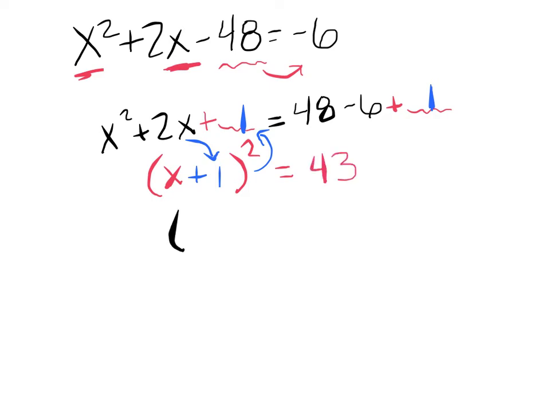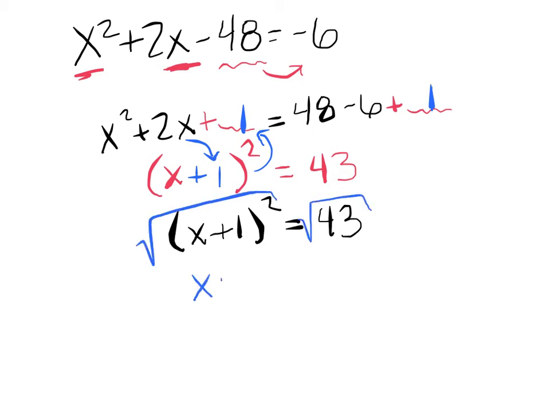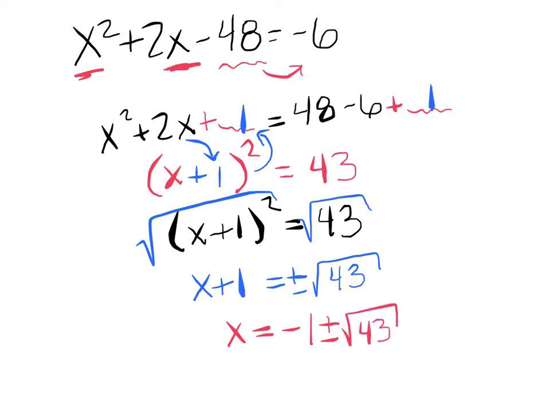Now, if we look at what we have after completing the square, we have a problem just like the last one we did. We need to liberate x. We can take the square root of both sides. So we get x plus 1 equals plus or minus the square root of 43. I don't think any perfect squares go into 43, so I'm just going to leave it like that. We do need to deal with that 1 and move that to the other side by subtracting. So you get x equals negative 1 plus or minus the square root of 43, and you're done.